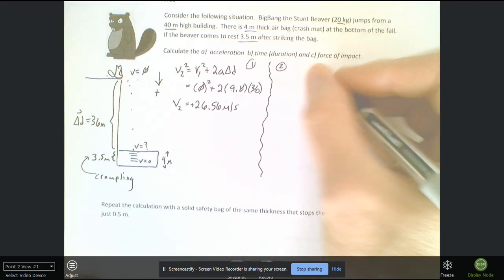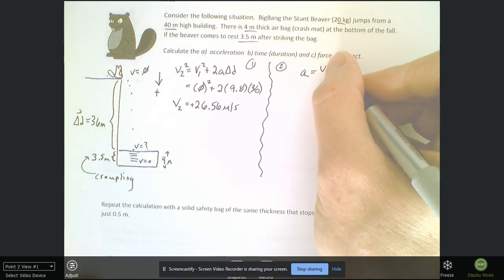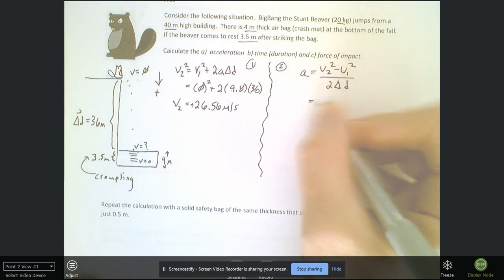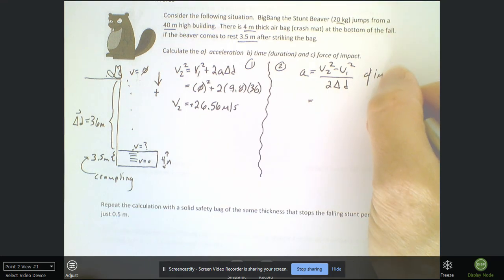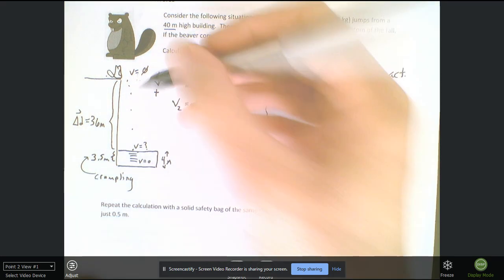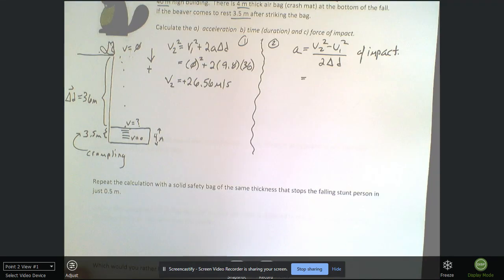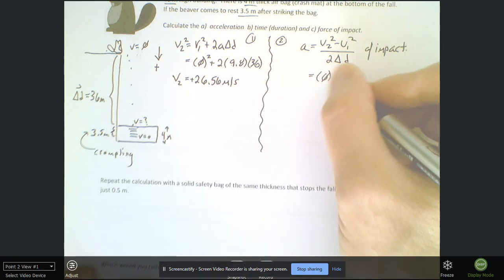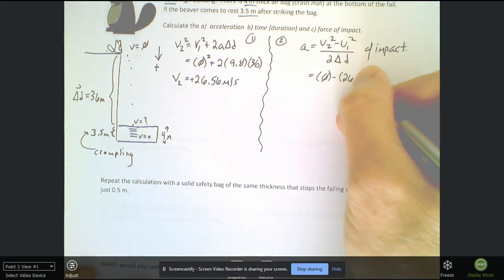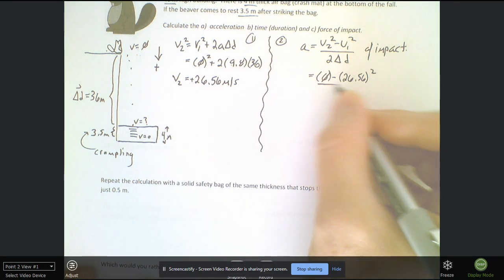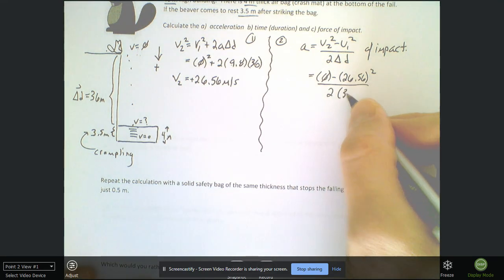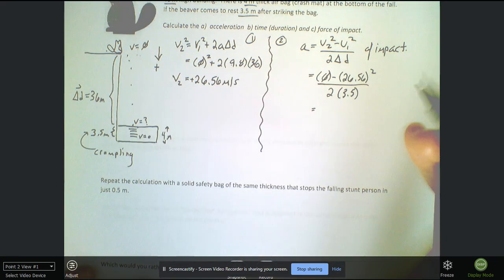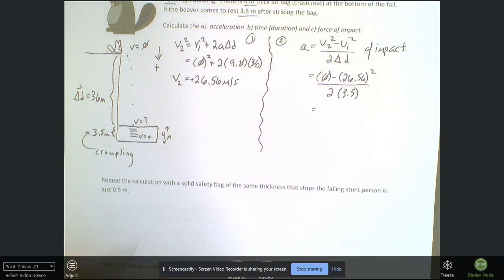Now we're in step 2. The acceleration of impact. His acceleration falling was 9.8 meters per second squared. His impact force is going to be different. So he comes to a stop as he falls. He was initially going 26.56 meters per second, and then for the displacement, he displaced himself 3.5 meters in the positive because it's downward. And so that's a displacement of 3.5 meters.